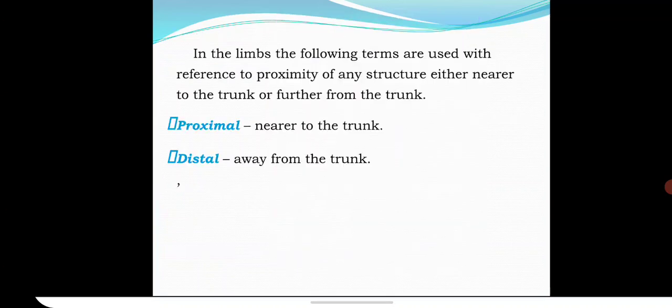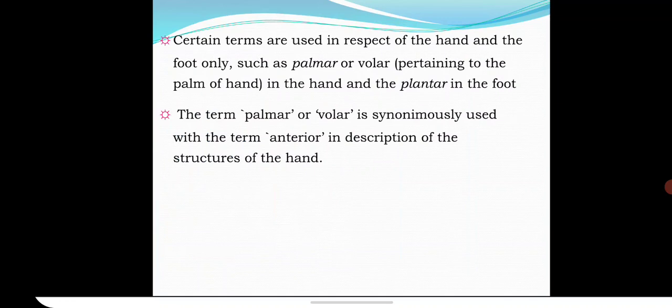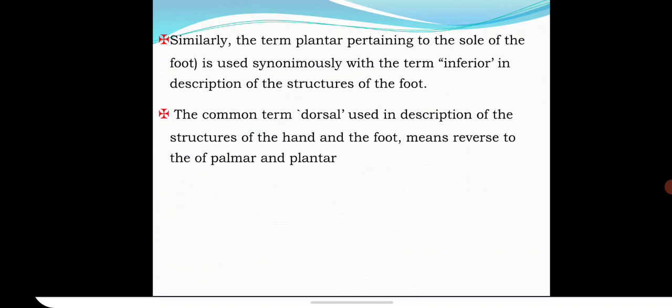In the limbs, the following terms are used apart from cranial and caudal: proximal and distal. You should use proximal and distal only in the limbs. Some terms are used only in respect of hand and foot: palmar or plantar. Palmar is mainly used for the anterior part of the hand, and plantar refers to the sole of the foot, the inferior part of the foot.